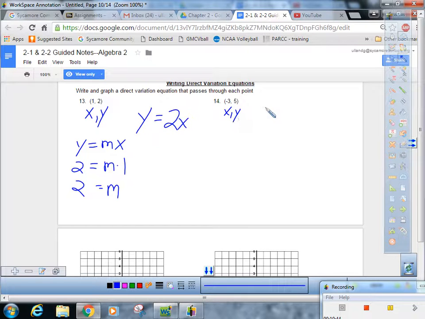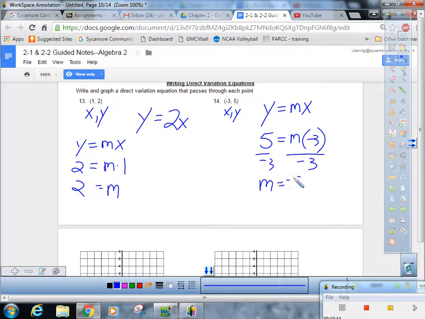Okay? Here, you got x, you got comma y. The direct variation is y equals mx. Okay? So you get 5 equals m times negative 3. This one's a little harder. Divide each side by negative 3, and you get m is negative 5/3. So the equation is y equals negative 5/3 x. Okay, scrolling down one more time.